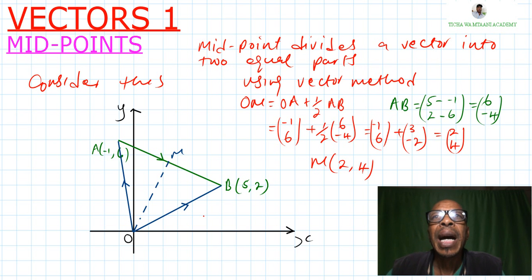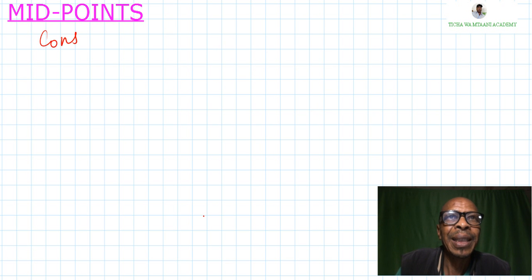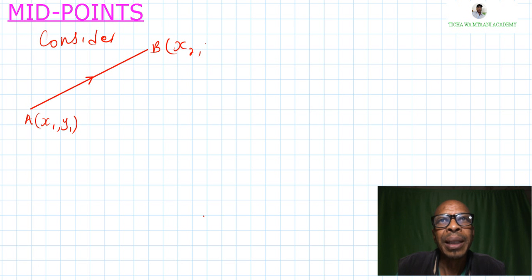Now, using the same example, let's get a general formula. So consider this. We have a vector AB. The coordinates of A are x1, y1, and here we have x2, y2. Those are the coordinates.